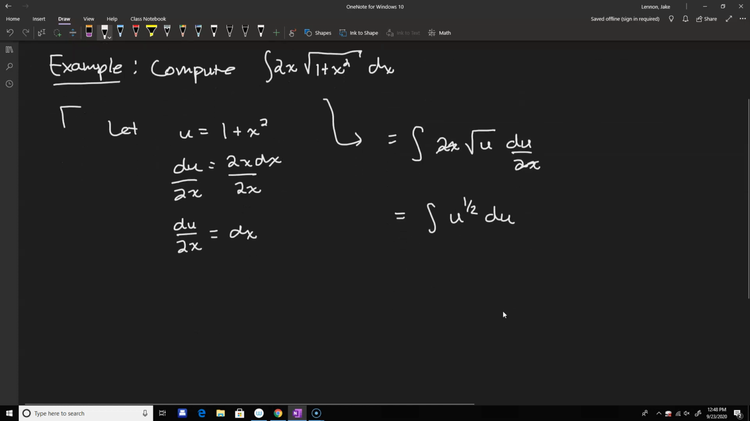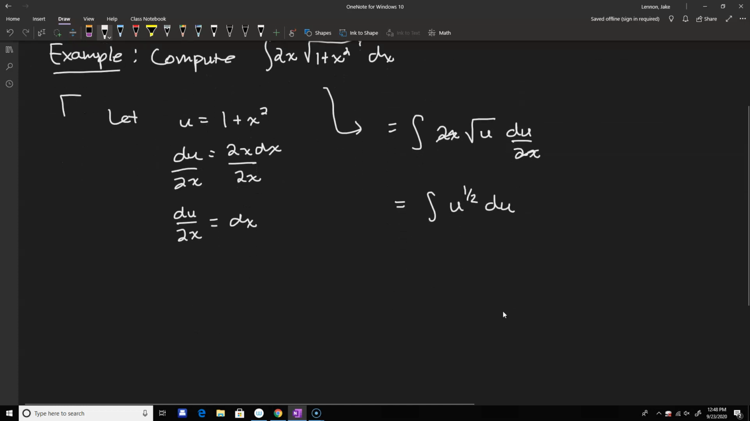And remember, when we're integrating some power like this of a variable, all we have to do is add 1 to the power and then divide by that number. So if you add 1 to 1/2, you would get 3 over 2, and then dividing by 3 over 2 is the same as multiplying by the reciprocal, 2/3. And then we have plus c for a constant of integration.